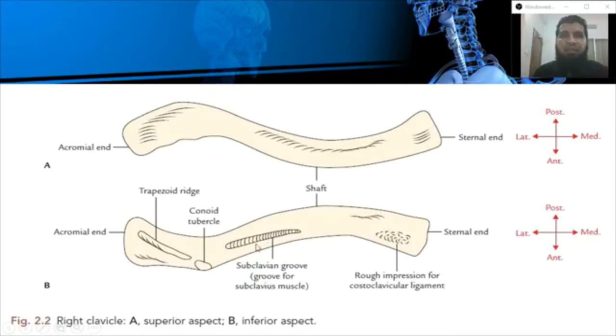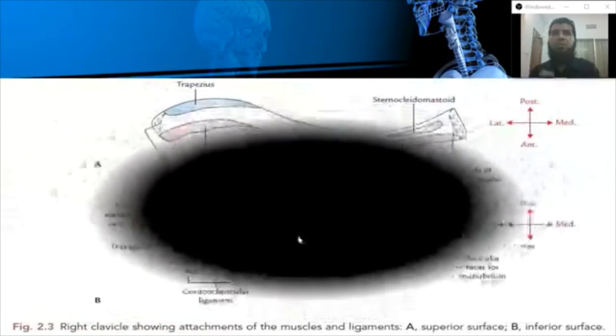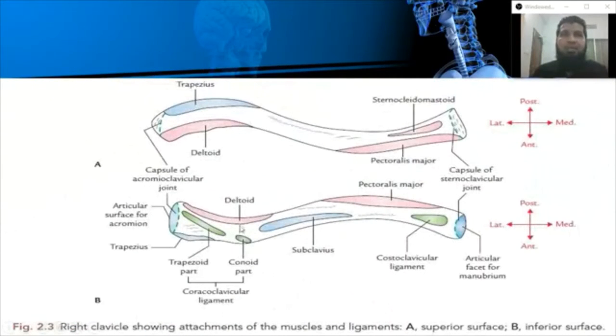This is the subclavian groove for the subclavius muscle. Which muscle is attached here? The subclavius muscle is inserted here. So this is the muscle attachment. You will be asked about the muscle attachments. What are the important muscles attached to the clavicle?